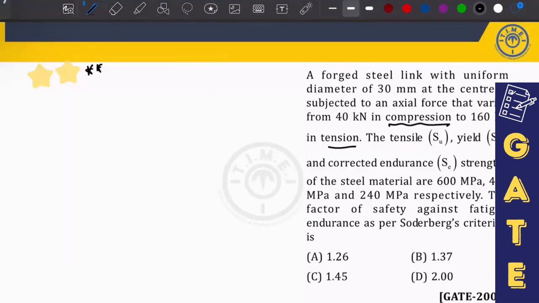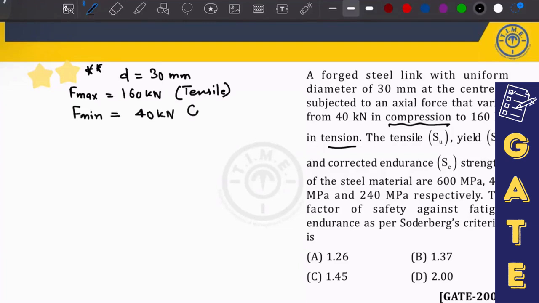So in this particular question, the magnitude is varying as well as the sign. What is the data given first of all? The diameter is given as 30 mm. Maximum value of force is given as 160 kilonewton tensile, and minimum force, I can say, 40 kilonewton compression. The ultimate tensile strength they have given as 420. Endurance limit they have given as 240 megapascal.